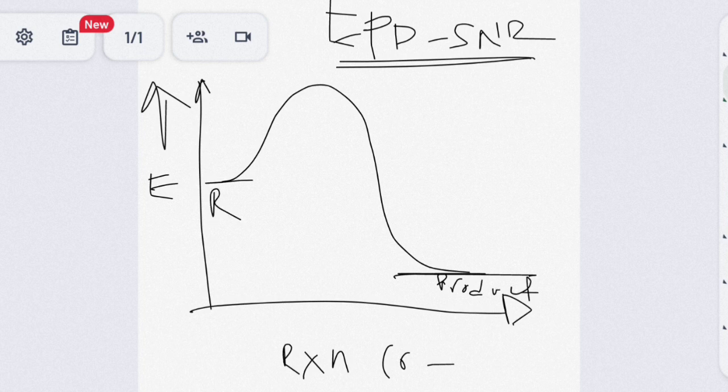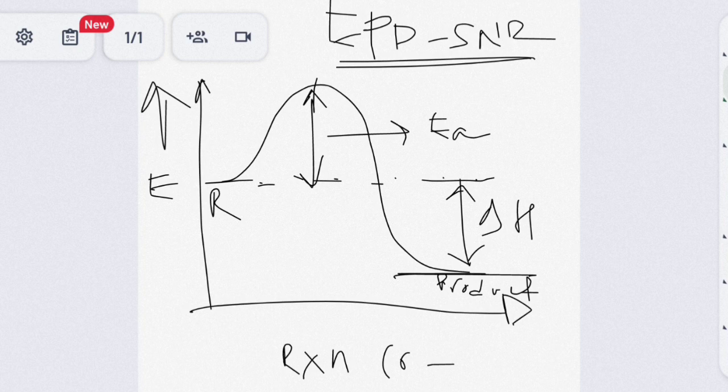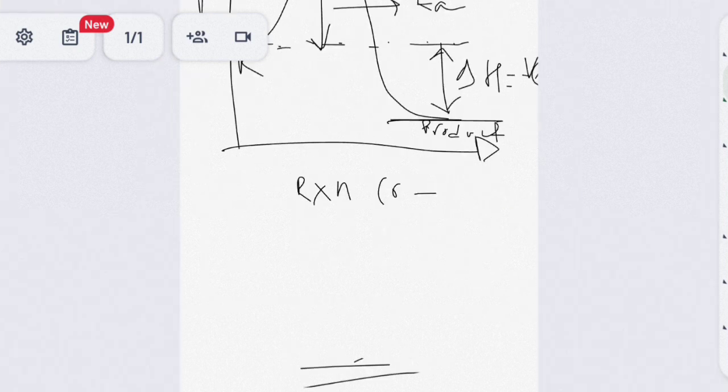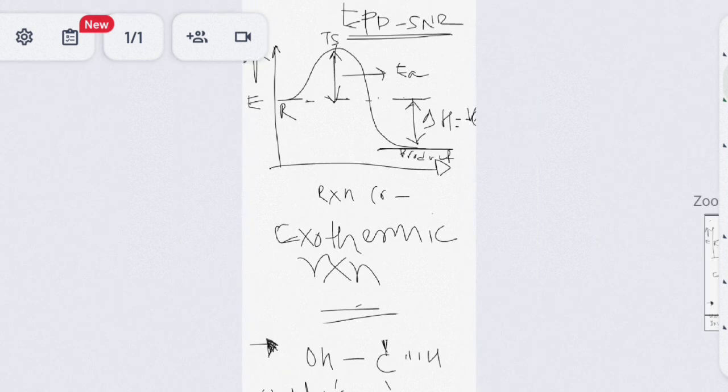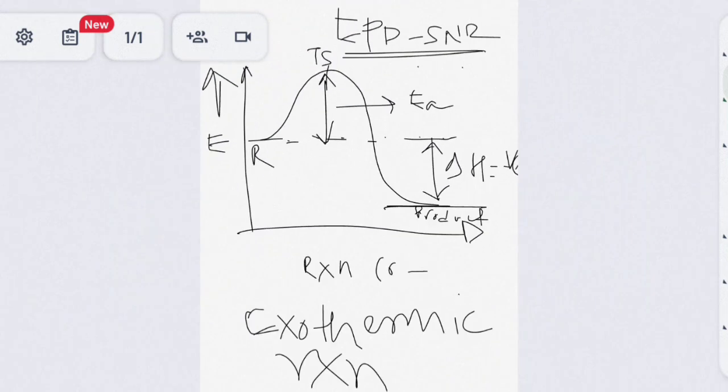This is the reactant, and this will be the delta H. This will be the A, and this is the transition state. And here delta H is negative, so it is an exothermic reaction, because delta H is negative. So this was all about SN2. There is nothing more else. Just keep this diagram in mind, and it's done.